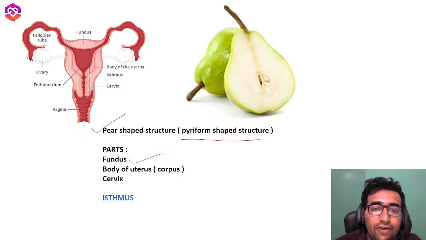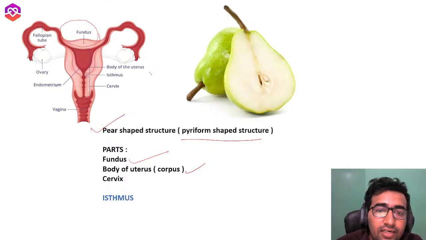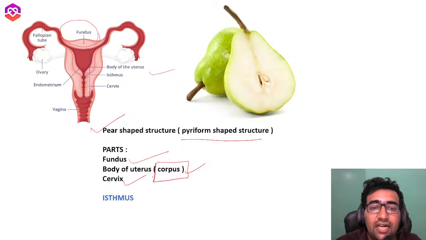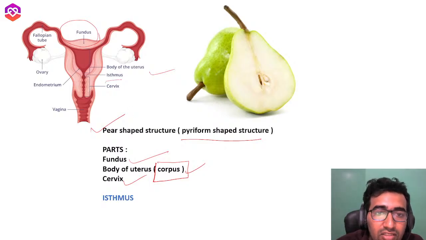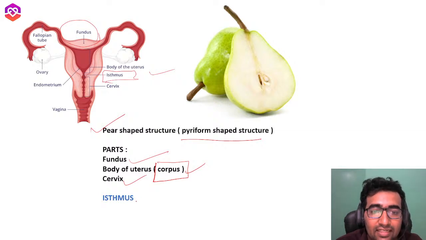Parts include the fundus. Where is the fundus actually? This part of the uterus is called the fundus. And the body of the uterus. You have to remember that the body of the uterus is also called the corpus. Corpus is actually the body of the uterus. And the cervix I have already described. Now, more than that, the isthmus is there. The isthmus is really a significant point histologically. I will tell you that. This part is also called isthmus.